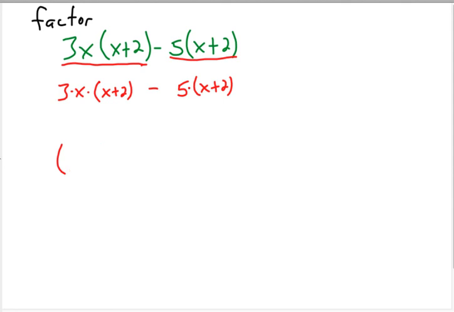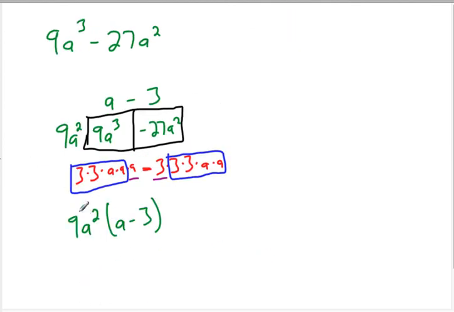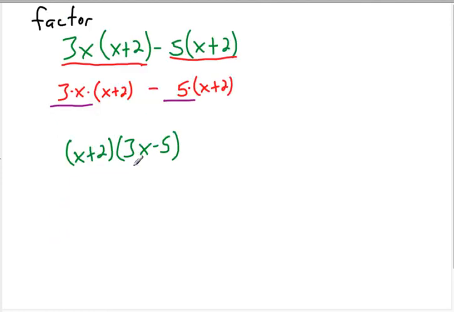Oops, let me do that in a different color. And then what's left over would be the 3x and the minus 5. So we write 3x minus 5. So this is one of the ways that you can factor to get two binomials. Notice in all these previous examples we got a monomial and a polynomial, a monomial and a polynomial, a monomial and a polynomial. In this last one we get two binomials.